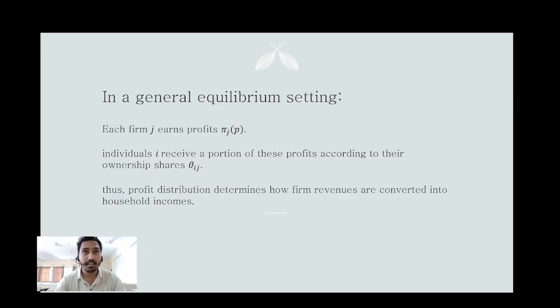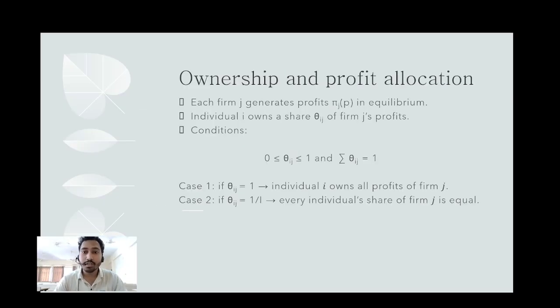Here theta ij is the ownership of the shares. That means I is the individual and J is the firm. So from firm J, the individual I gets theta ij percentage of the ownership. Thus, the profit distribution determines how firm revenues are converted into household incomes. In the next slide, I am going to talk about the ownership and the profit allocation.